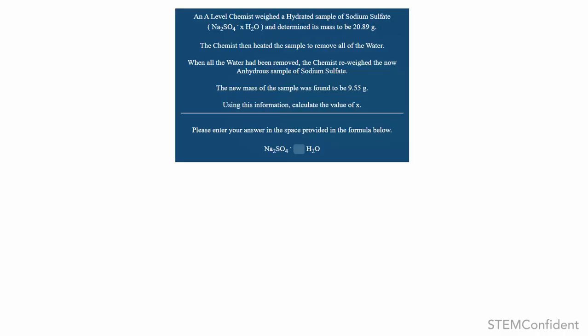In this case, we've got Na₂SO₄, and we've been told the mass of the hydrated sample as well as the mass of the anhydrous sample, and we've been asked to figure out, well, what's the value of x? So what's the value of the coefficient next to H2O? So how are we going to go about working this out?